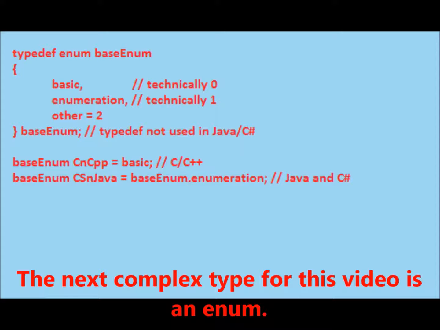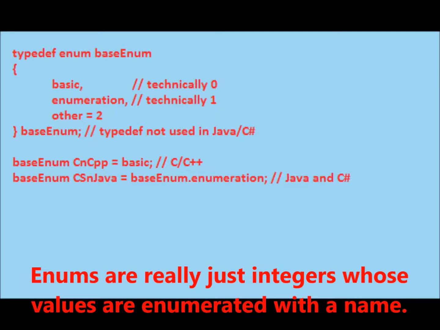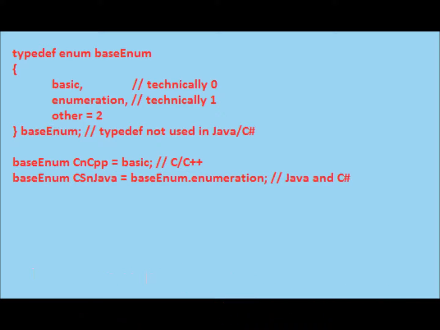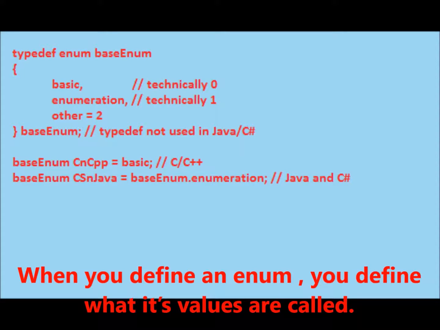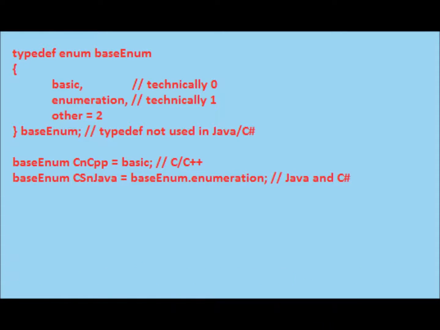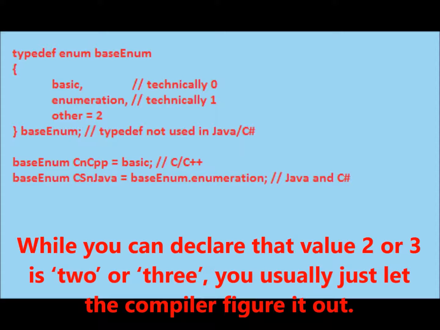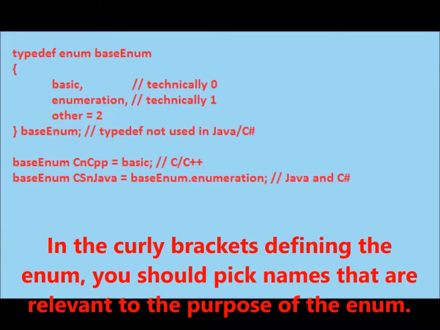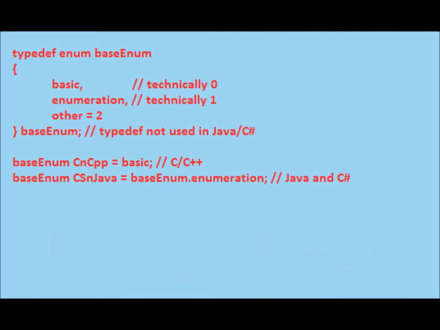The next complex type for this video is an enum. Enums are really just integers whose values are enumerated with a name. When you define an enum, you define what its values are called. While you can declare that value 2 or 3 is 2 or 3, you usually just let the compiler figure it out. In the curly brackets defining the enum, you should pick names that are relevant to the purpose of the enum.